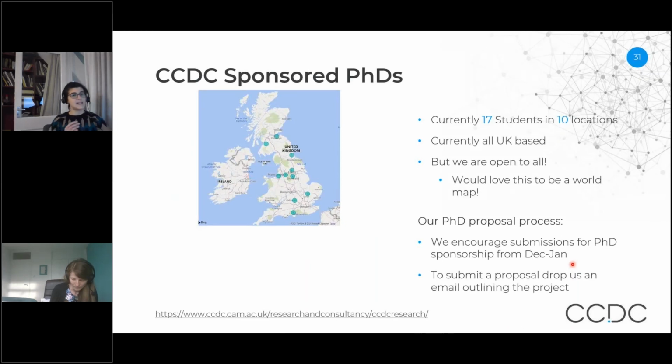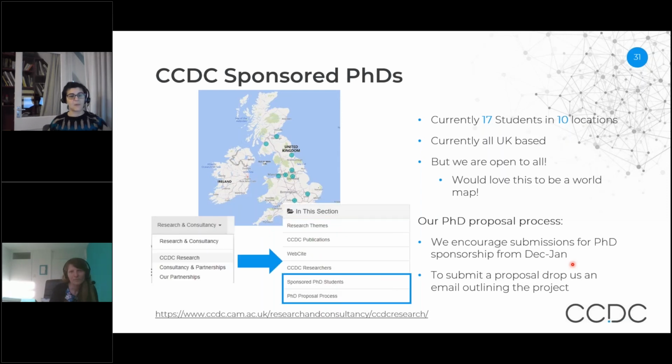The next is the CCDC sponsored PhD. We are currently sponsoring 17 students in 10 locations across the UK, but we are open to all, so we would love to see this as a world map. If you want to learn more about our PhD students and how to submit for a PhD sponsorship, you can go from the homepage to Research and Consultancy, CCDC Research, and from there the information you're looking for is under PhD proposal process and sponsored PhD students.